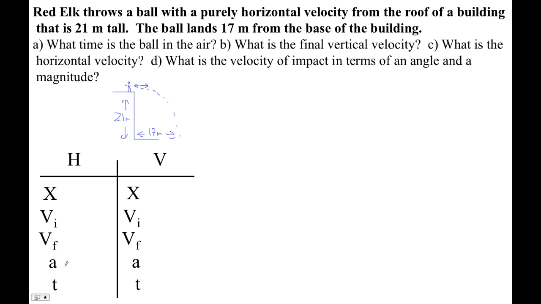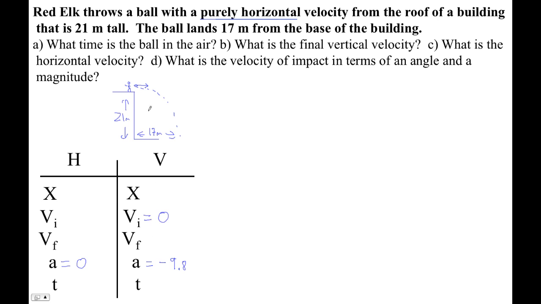Now, with all projectile motion problems, we're going to assume that it doesn't accelerate horizontally and that it does accelerate vertically. We're also going to assume that he throws it with a purely horizontal velocity. So therefore, I'm going to say that my initial vertical velocity is 0. And that's what that means, right? I call these cliff problems, right?